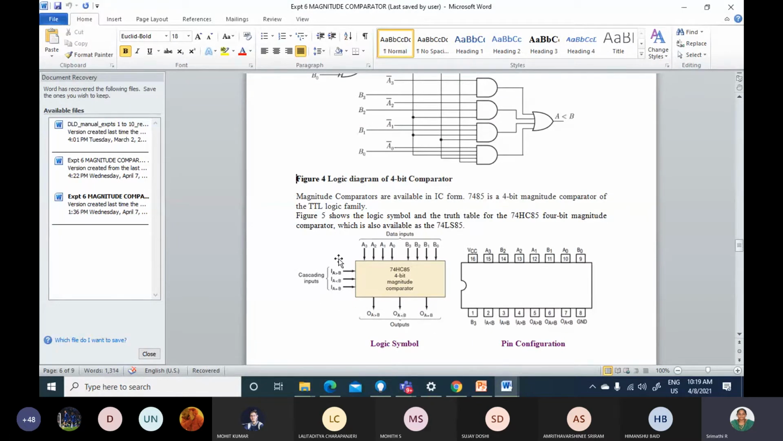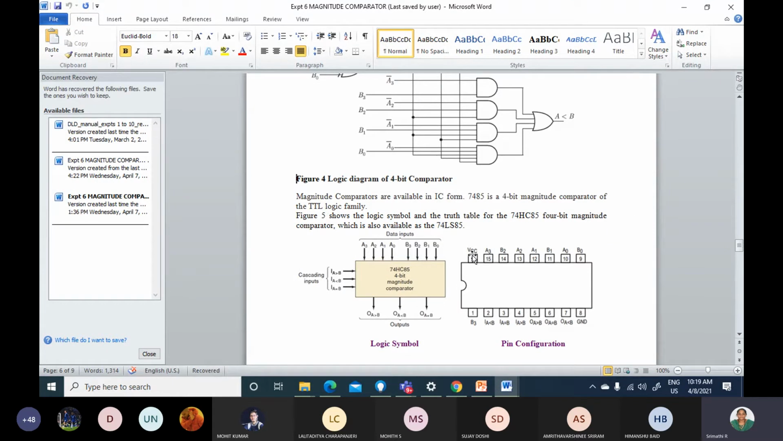And why we are going ahead with cascading inputs is, if I need to compare more than 4 bits, namely 5 bit or 6 bit or 8 bit, I need one more IC. In that case, from the previous IC you need to give its output to the next IC, like that. You're getting me? And that I'll tell you in the next subsequent part.